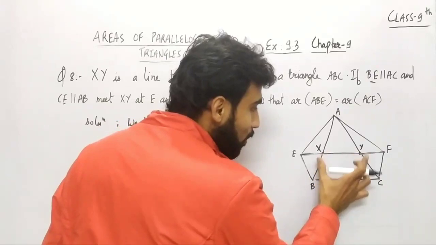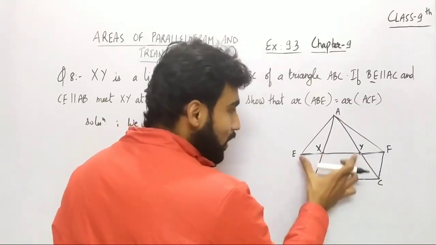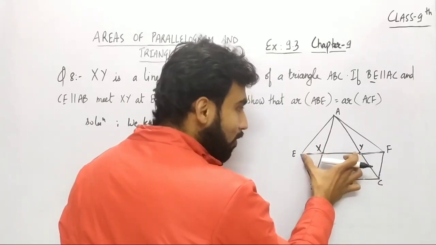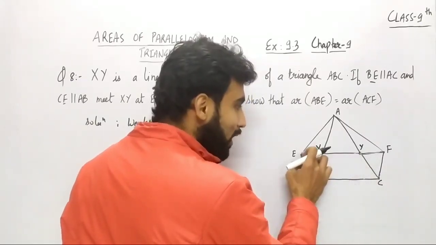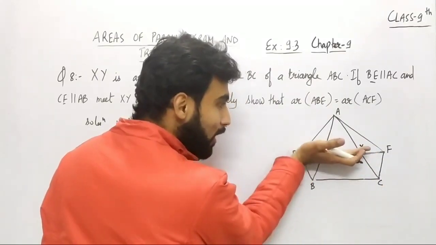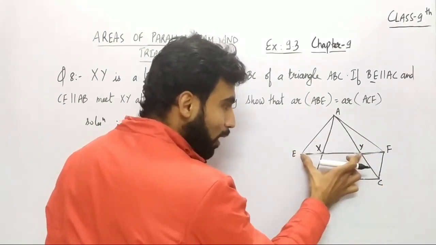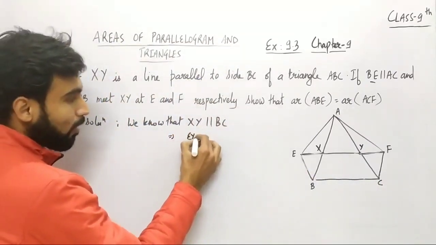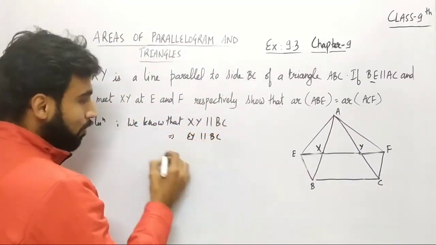So ये XY अगर BC के parallel है, then we can say that EY is actually parallel to BC. क्योंकि XY और EY में कोई फर्क नहीं है क्योंकि XY को extend करके ही तो EY form हुआ है. So अगर XY BC के parallel है, that means EY is also parallel to BC. So ये complete line जो है वो BC के parallel होगी. So this implies EY is parallel to BC.